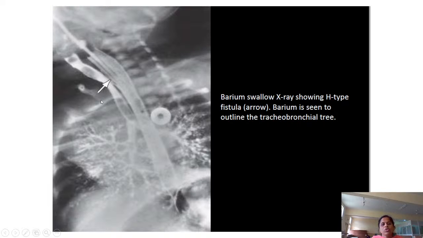See, if you are going to take a barium swallow meal, obviously when you take an X-ray, the esophagus and further on the stomach, and it goes to the intestines, all these should get highlighted. But what happens here is, because of the fistula, because of this connection here, the tracheal tree is also getting prominent. So this is evidence of a fistula.